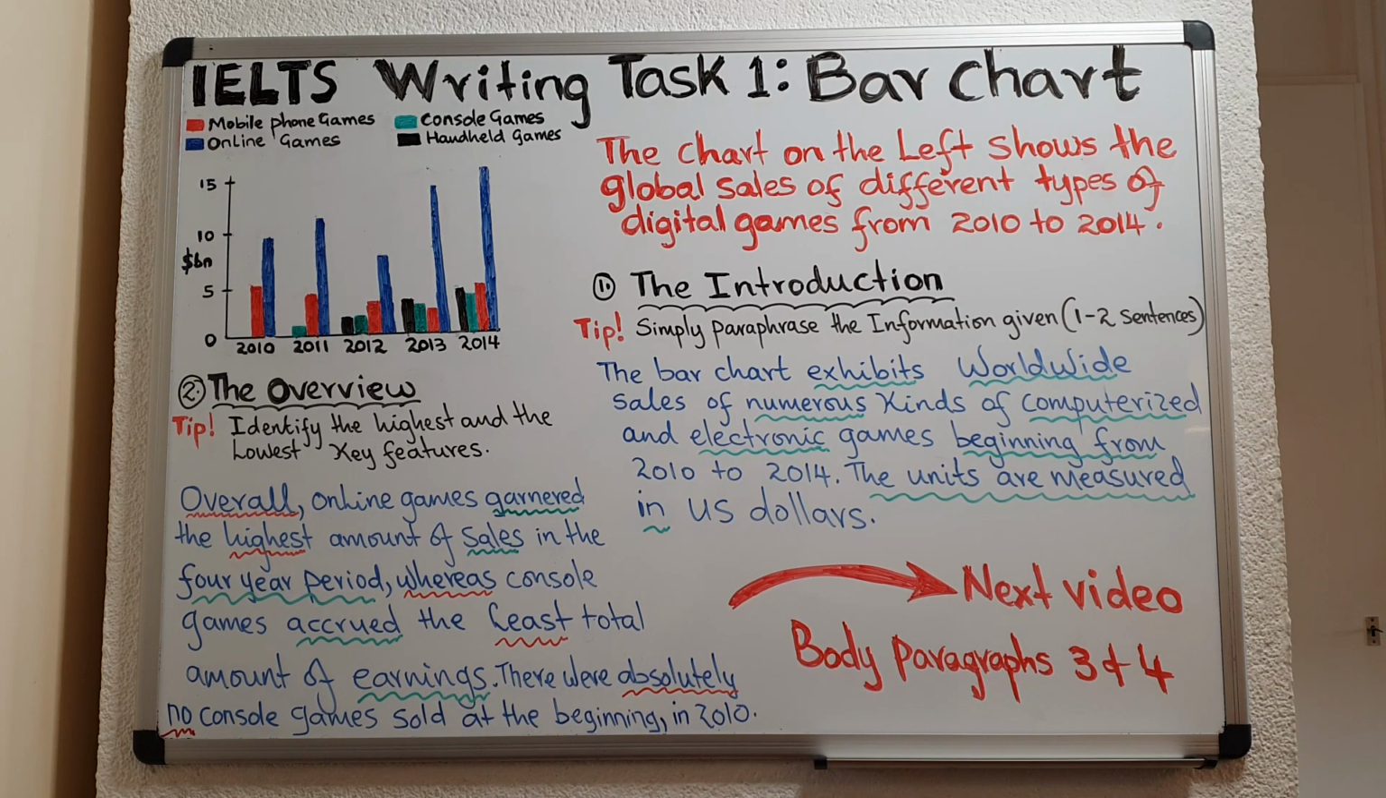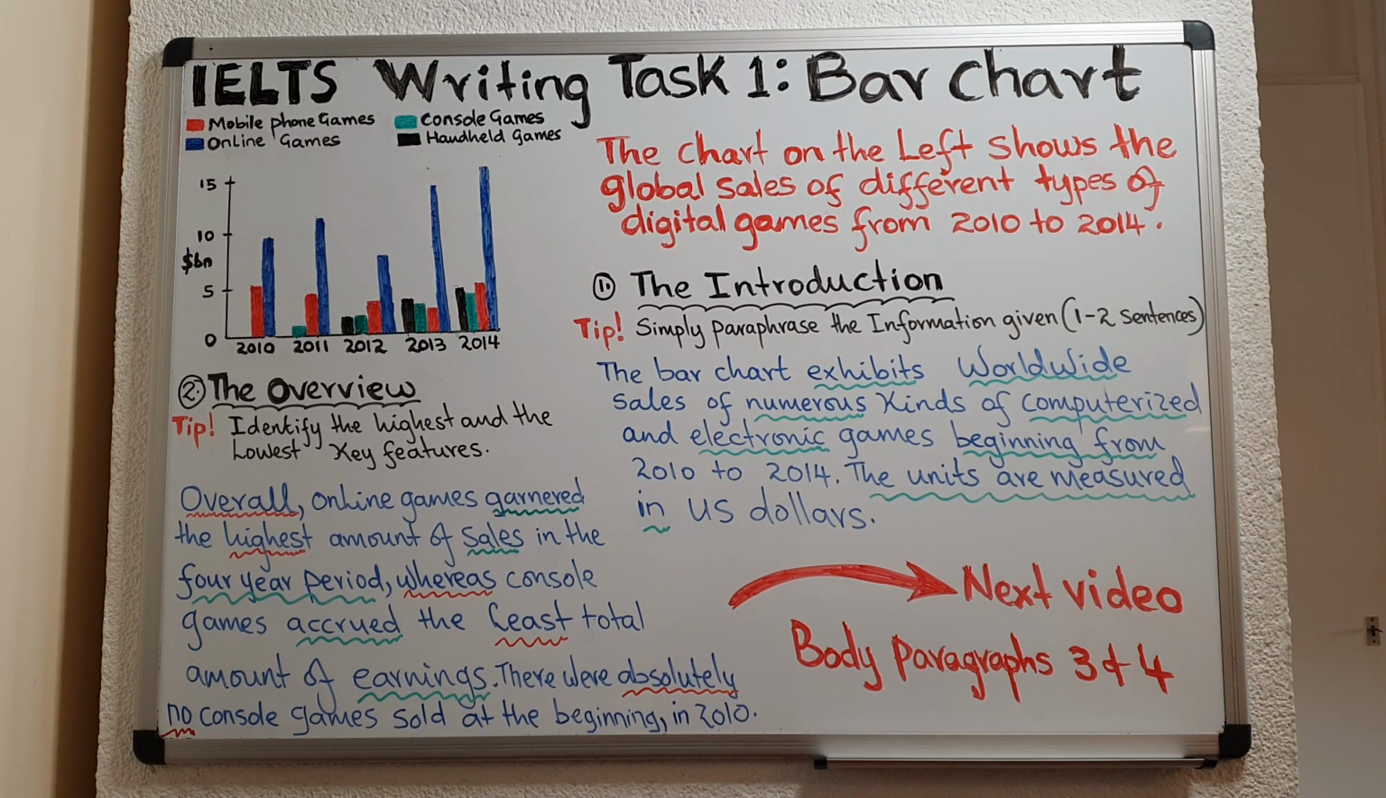So overall, online games garnered the highest amount of sales, that's the highest key feature, in the 4-year period. Don't forget that. And then use a linking word to join the highest and the lowest key feature. I have used whereas. Console games accrued the least total amount of earnings. There were absolutely no console games sold at the beginning in 2010. So I am giving a little bit, it's a very striking key feature.